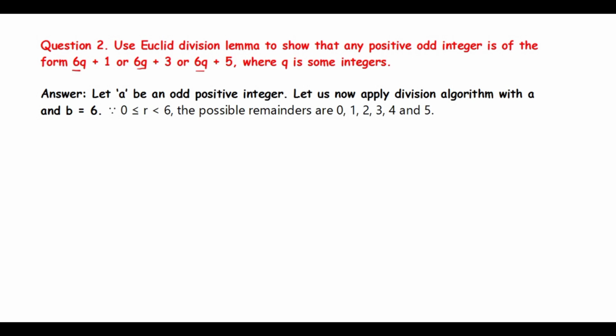Actually you apply the division lemma condition here. In that, focus on the remainder. This remainder r satisfies 0 less than or equal to r less than b, where b is the divisor. So the remainder should be greater than or equal to 0, but it should be less than the divisor. Here we have 6, so there are a total of 6 possible remainders: 0, 1, 2, 3, 4 and 5. If you divide any number by 6, the remainder can be 0, 1, 2, 3, 4 or 5.